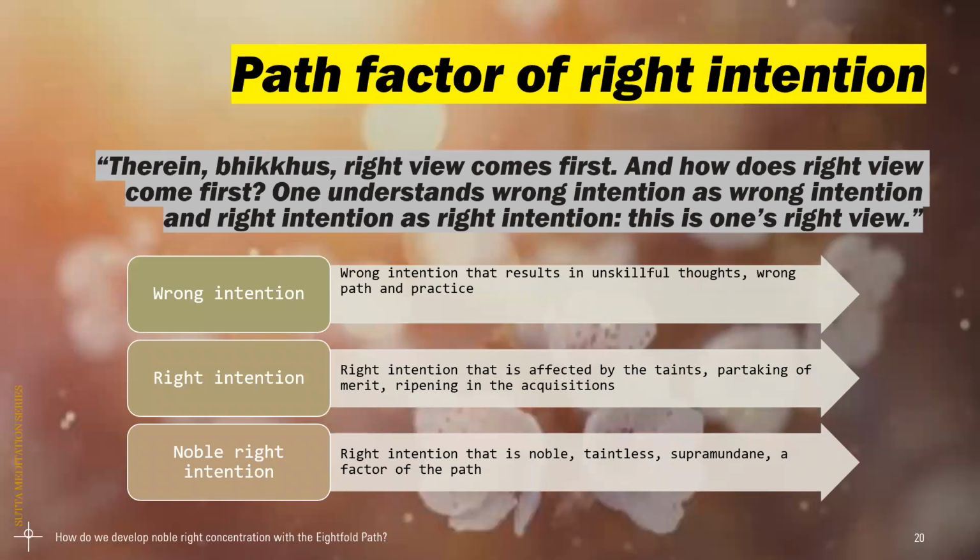So now we come to the path factor of right intention. We're going to spend quite a bit of time on this path factor because it's very important and we can understand a lot from it. And we're going to make reference to another sutta as well. So the Buddha says, therein, because right view comes first. How does right view come first? One understands wrong intention as wrong intention and right intention as right intention. This is one's right view. So we see again the Buddha emphasizes right view comes first, making the distinction between wrong intention and right intention.